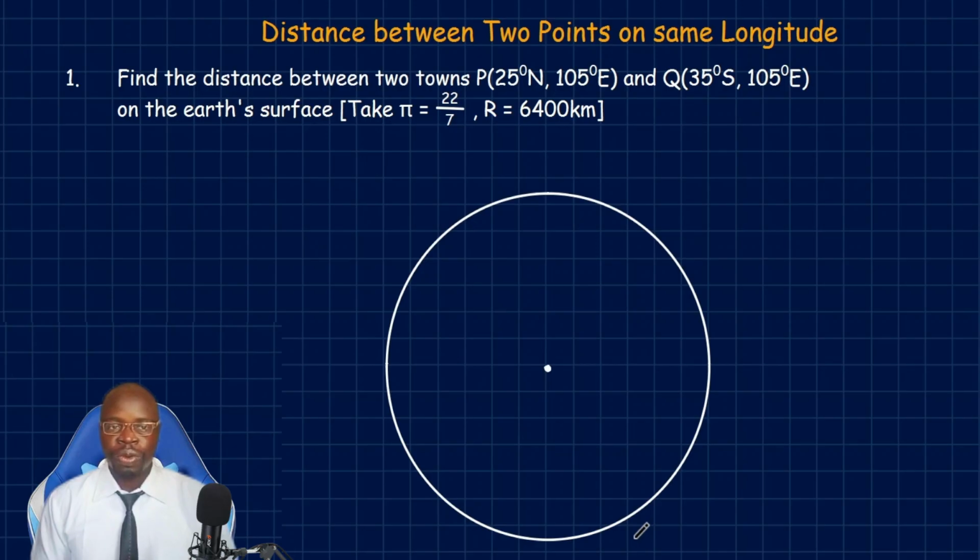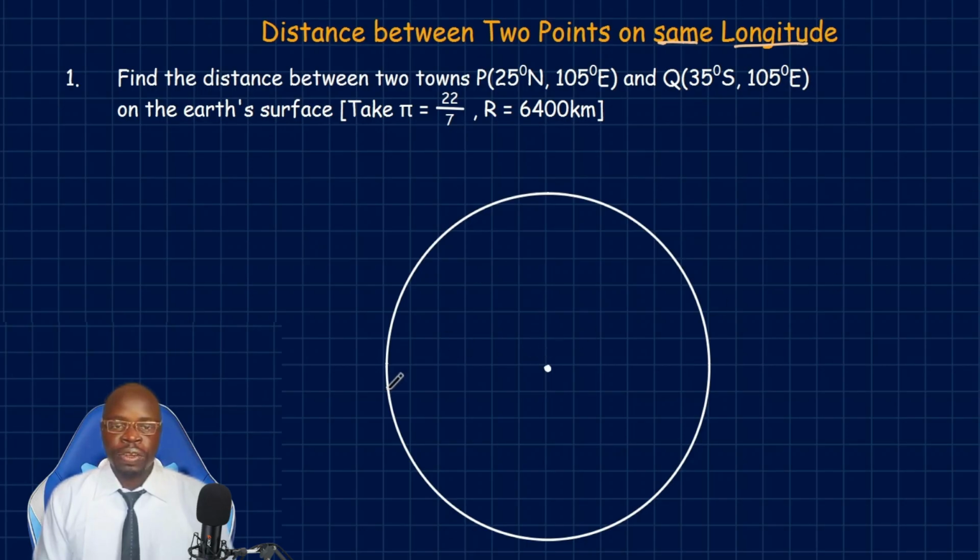So we're going to look at two questions, and our question number 1 says, find the distance between two towns. P has coordinates 25 degrees north and 105 degrees east, and Q has coordinates 35 degrees south and 105 degrees east. Now you can see they share the same longitude. So without further ado, let us sketch our diagram here.